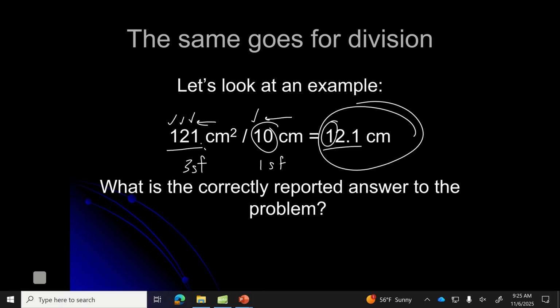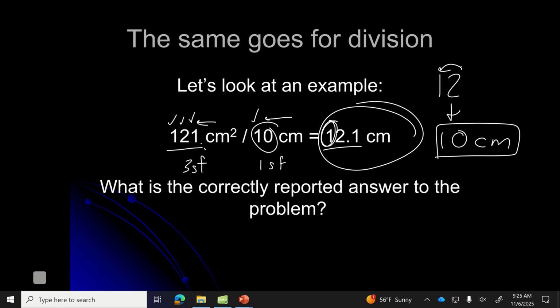I want to keep, obviously, the largest placeholder. I'm not going to round it down to 0.1. It needs to make sense. So I'm going to keep this 1, and again, so I have 12. Will 12 round the 1 up to 20? No, it's going to round down to 10.